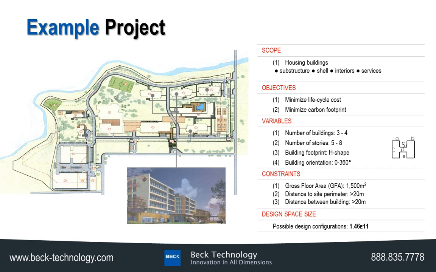We also had some site constraints. So the buildings themselves couldn't get within 20 meters of each other, and they could not get within 20 meters of the perimeter fence. Security concerns here, so you couldn't get very close to this perimeter fence. And to give you some idea of this particular project's design space, it was 1.46 trillion models.